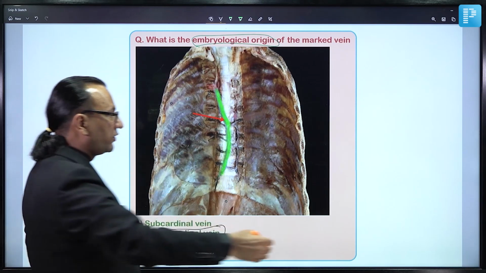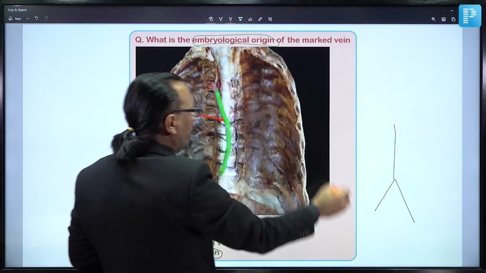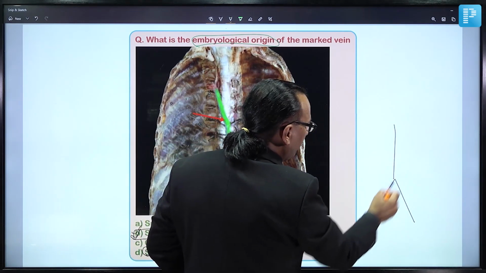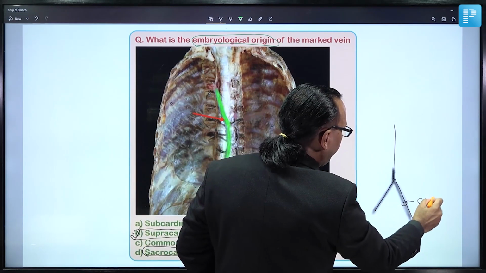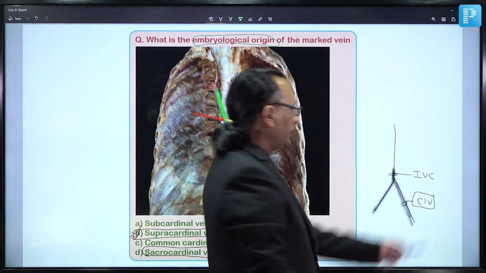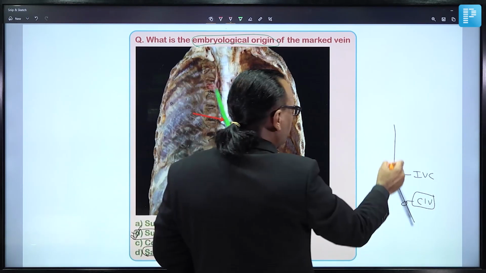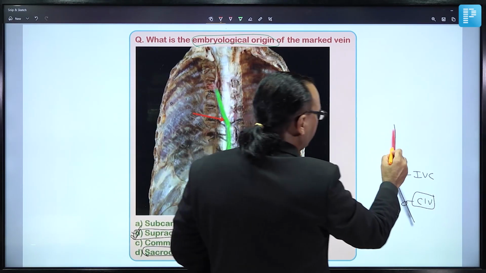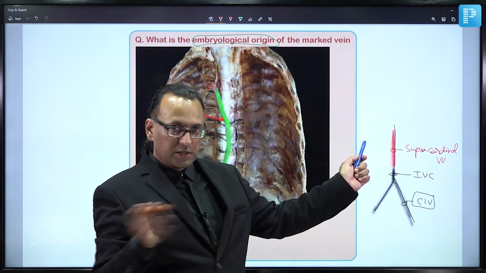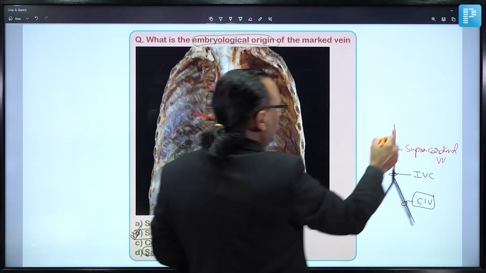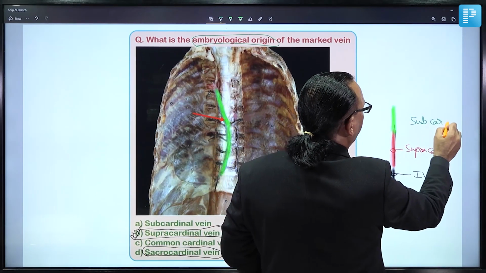As you can draw it yourself, this is the common iliac vein draining into inferior vena cava. But embryologically, the common iliac vein and the initial part of inferior vena cava will come from which embryological origin? It is the posterior cardinal vein, also called sacrocardinal vein. And what about this portion of inferior vena cava? That is from the supracardinal vein. And what about the renal segment? If you are talking about the renal segment of inferior vena cava, that is from the subcardinal vein.